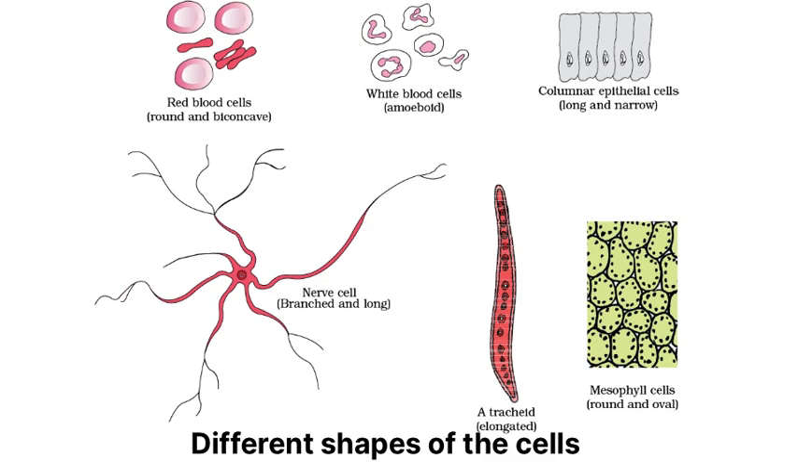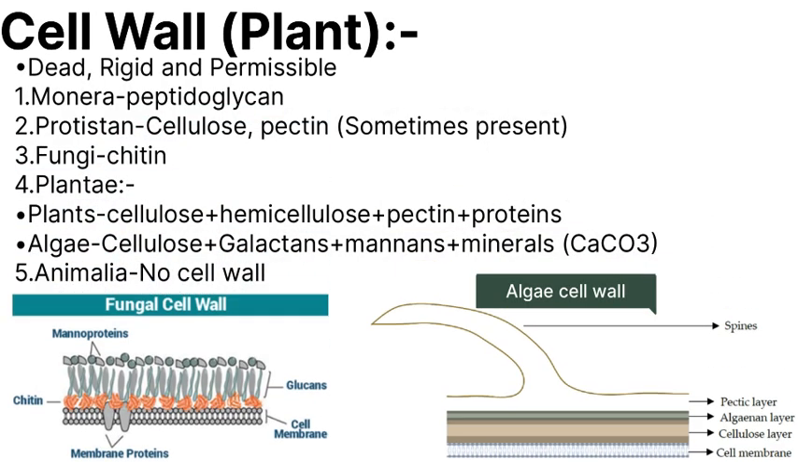Then we also have some of the plant cells to be discussed with no cell membrane in them. They are more like dead cells. So one of them is tracheid, which is elongated in shape, a xylem cell. And then we have mesophyll cells. They are the leaf cells, which are round and oval in their shapes. Then we will see the cell wall, which is a plant specific character.